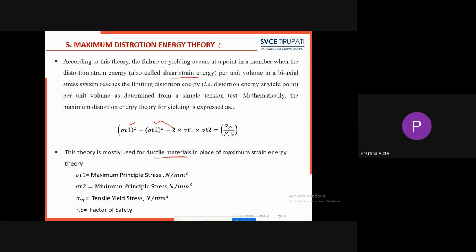Okay, now this maximum distortion energy theory can be applied for ellipse also. But I think you may have one doubt, sir. You keep telling me sigma T1 and sigma T2, sigma T1 and sigma T2. How are we going to calculate sigma T1 and sigma T2? By using theories of failure, what are the factors if you're going to calculate? Sigma T1 is the maximum principal stress, and what about sigma T2? The minimum principal stress.